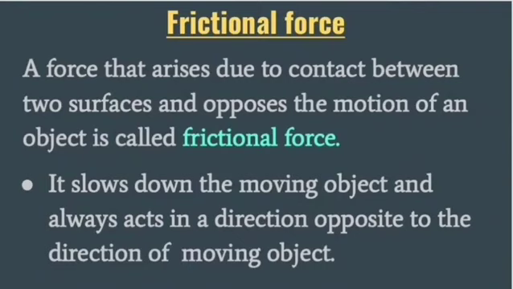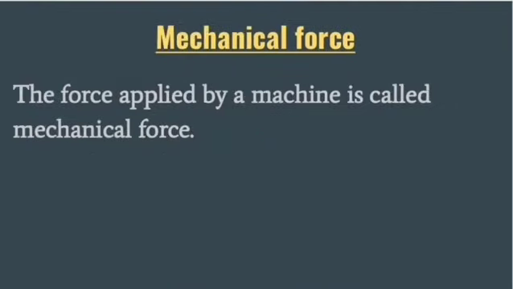That's why frictional force is a type of contact force, and it always opposes the motion of an object. It slows down the moving object and always acts in a direction opposite to the direction of the moving object. Next type of force is mechanical force.